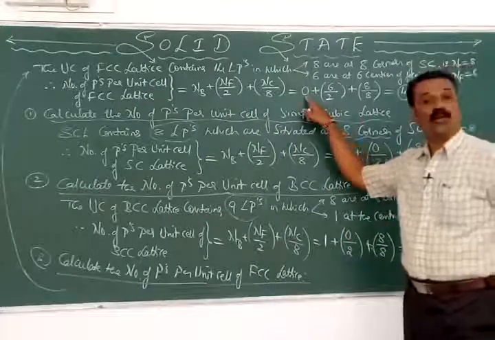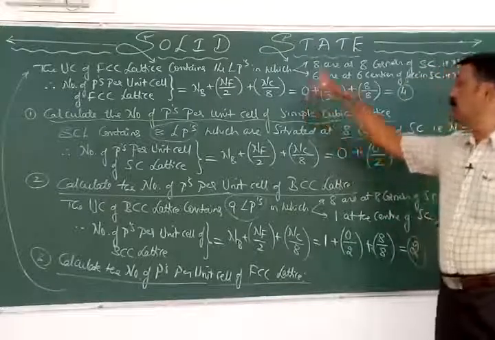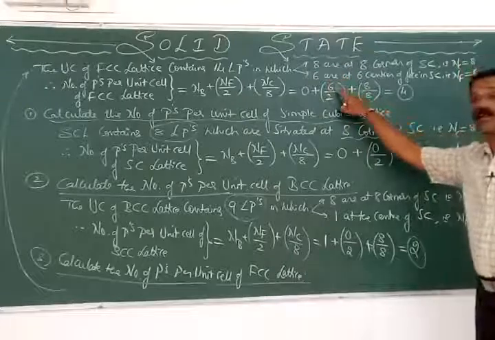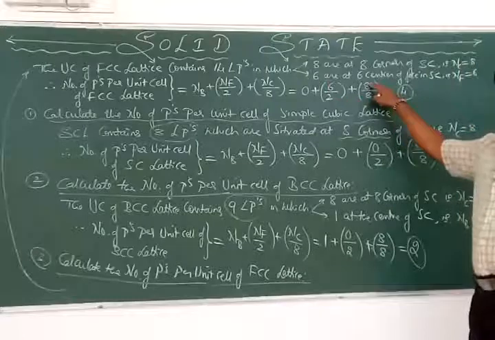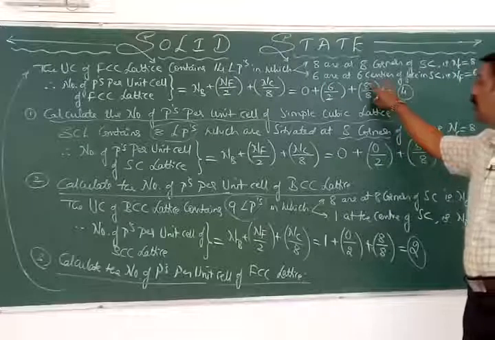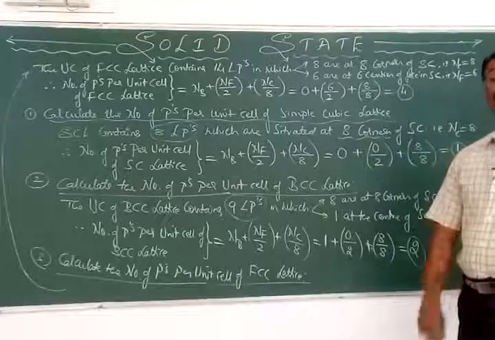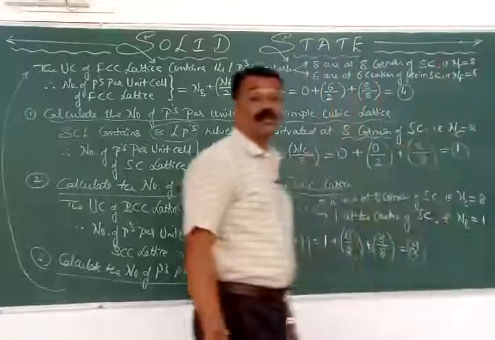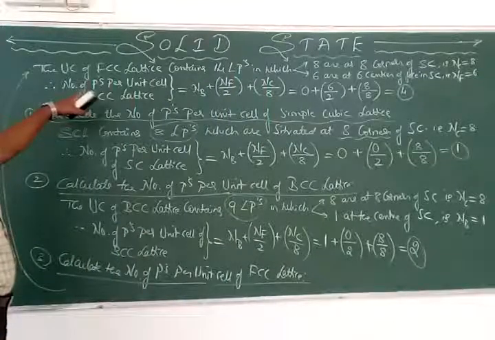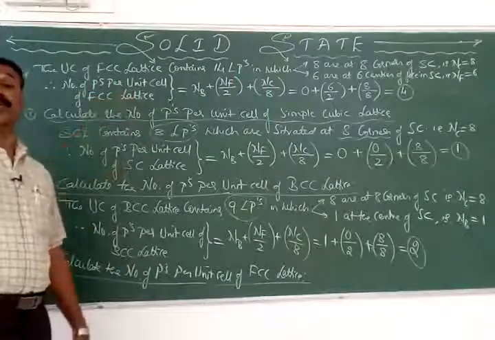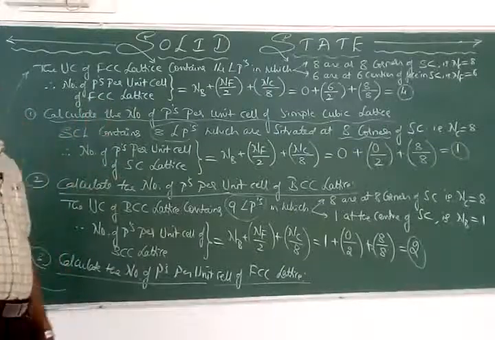What is NB here? No body centered particles in the case of an FCC lattice. Therefore, NB is equal to 0 here. How many face centered particles NF are there here? It is actually 6. Therefore, it is 6 divided by 2. And how many corner particles are there here? 8. Therefore, NC is equal to 8, so 8 by 8. On simplification, I get the value 4. What is 4 here? It is the number of particles present per unit cell of the face centered cubic lattice.